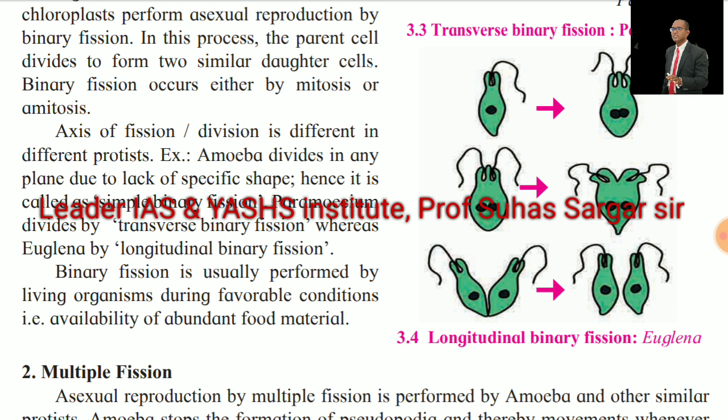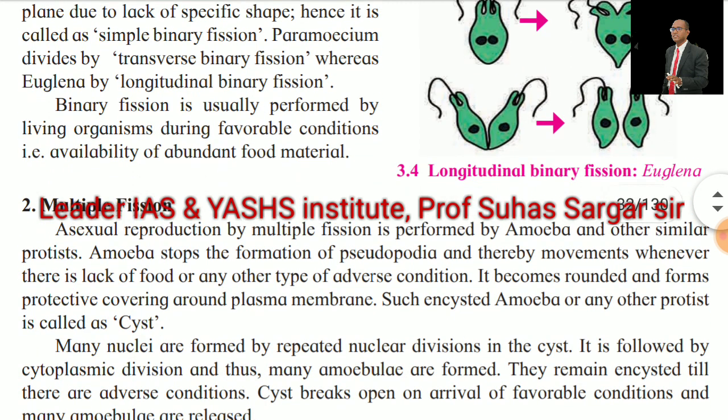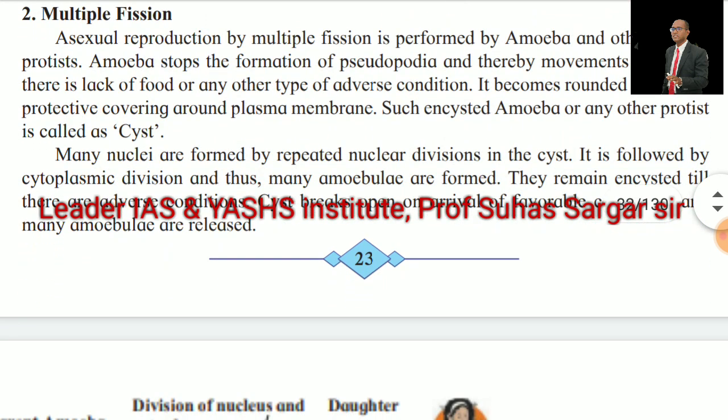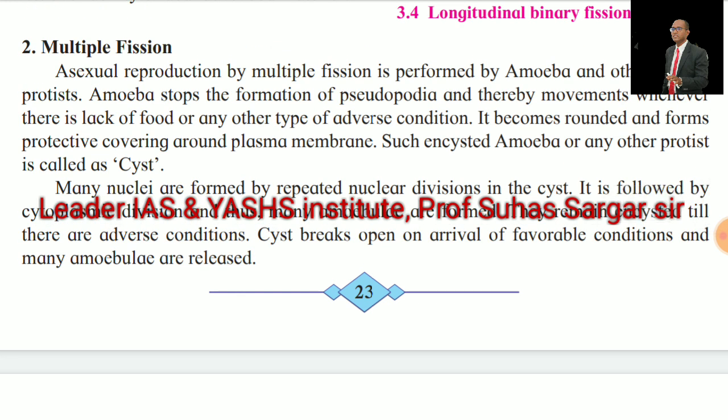Binary fission is usually performed by living organisms during favorable conditions, that is, availability of abundant food material. Second, multiple fission. Asexual reproduction by simple fission is performed by amoeba and other similar protists. Amoeba stops the formation of pseudopodia and thereby movements. Whenever there is a lack of food or any other type of adverse condition, it becomes rounded and forms a protective covering around the plasma membrane. Such an encysted amoeba or any other protist is called a cyst.